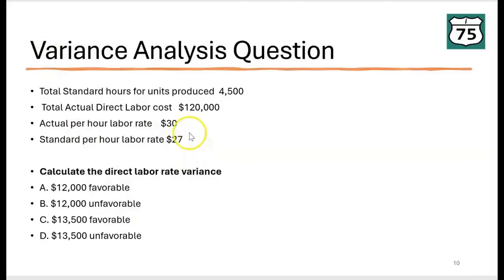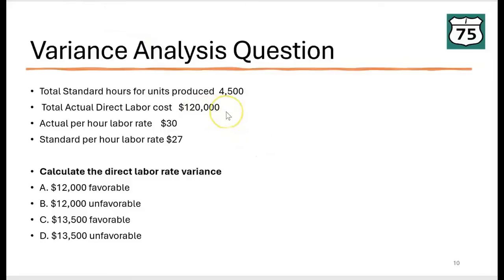Now, in a rate variance, we want to multiply that $3 difference in rates times the actual hours worked or the standard hours. They give us the standard hours, 4,500, but that's not what we want. In a rate variance, we want the difference in rates times the actual hours worked. But hey, wait a minute, Darius, they didn't give us the actual hours worked. No, but they gave us the actual direct labor cost of $120,000, and they told us the actual per hour labor rate was $30, so we know they must have actually worked 4,000 hours.